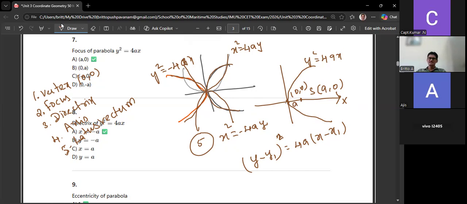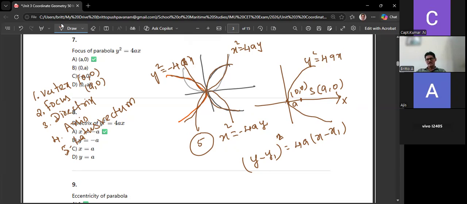The x length is a. So we write the focus as (a, 0). Do you understand? So first we should know the vertex. Second is the focus, so the focus is (a, 0). Next one is the directrix. What is the directrix?